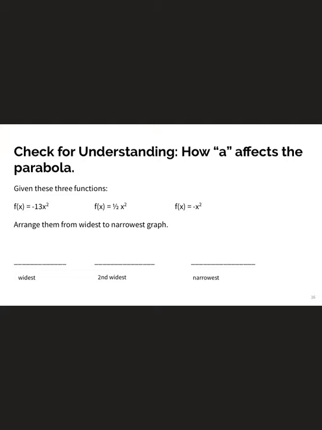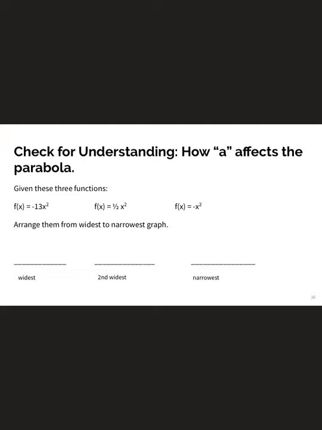So let's do a check for understanding for how a actually affects our parabola. You're given these three functions, right? f of x equals negative 13x squared, f of x equals 1/2 x squared, and f of x equals negative x squared. What you're going to do is arrange them from widest to narrowest. And I want you to really focus on the fact that when you're determining width, whether it's wide or narrow, you're looking at the absolute value of a. So take a minute to figure out which of these is going to be the widest, second widest, and narrowest function. All right, you put them in order.